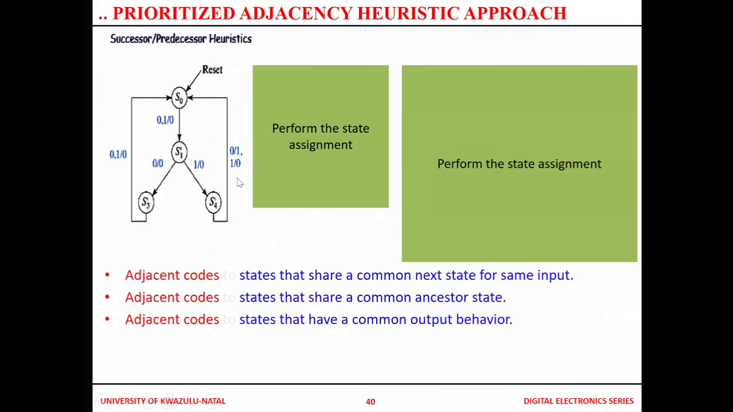So on your own, draw a table, with the rules here, and perform a state assignment for that. Can you take 3 minutes to do that, please? I will repeat that. This is your finite state machine. Can you do a state assignment of that diagram using the successor predecessor heuristics? When you've finished, just say done, and then we'll look at the answer.